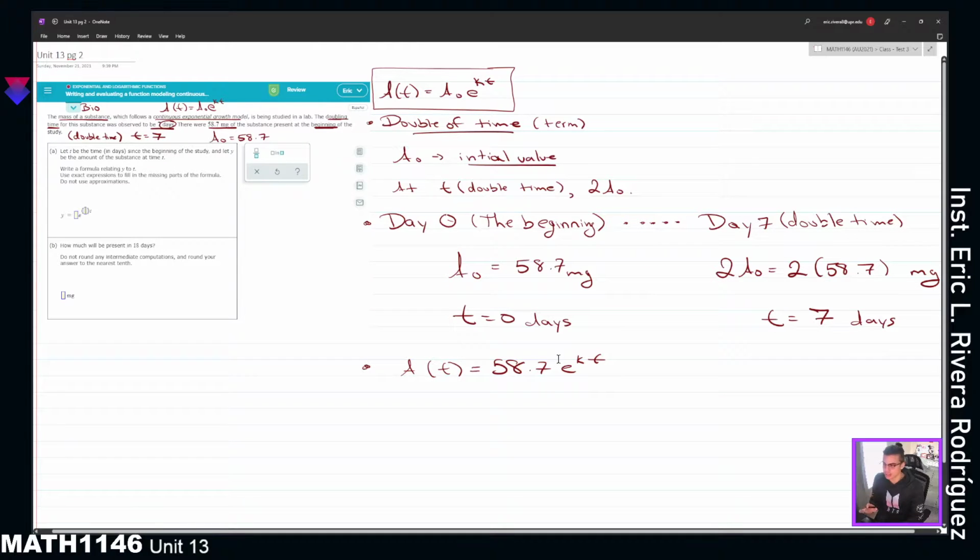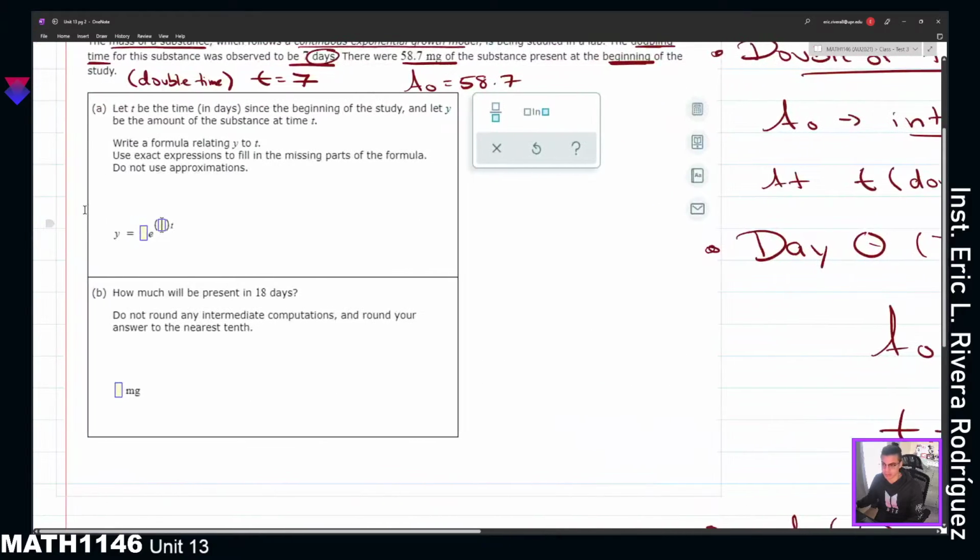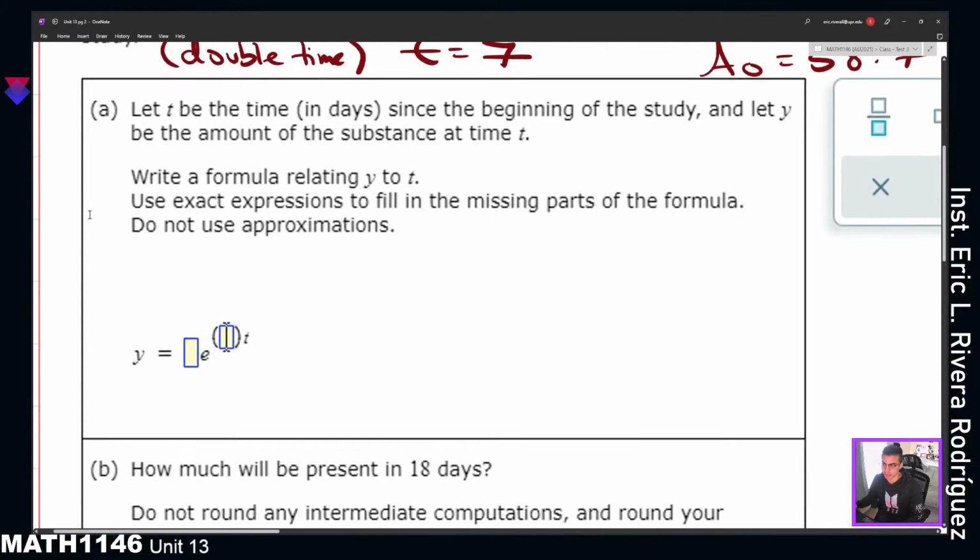What I just did is just getting all the information out of the word problem. I don't know what the goal or what the question or what the problem is here right now. So let's read through the problems.